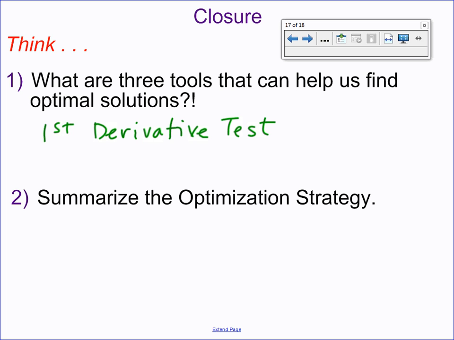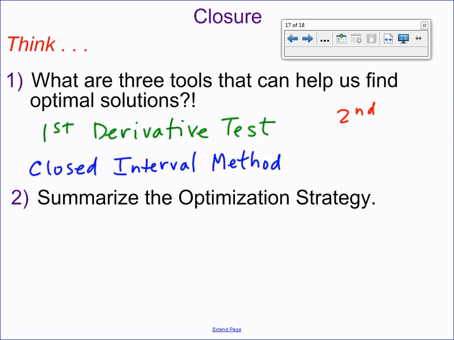What's a different tool that we can utilize? Peter? Closed interval method. The closed interval method, right? The closed interval method is make an XY chart and compare the Y coordinates with my endpoints and the critical points, and then analyze the situation to determine your extremes. And our last test that we didn't use today, but still at our disposal, is what, Scott? Second derivative test. Good. Our second derivative test is another tool that we can use to find local extrema.